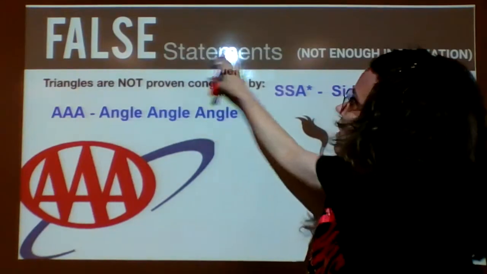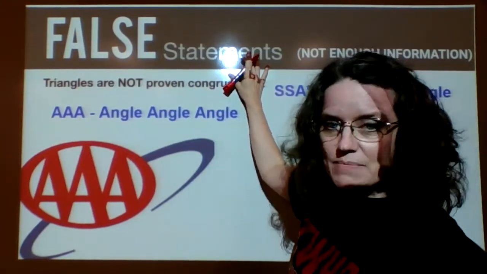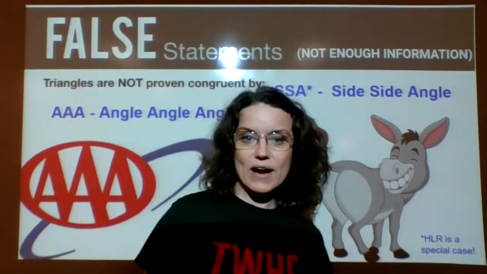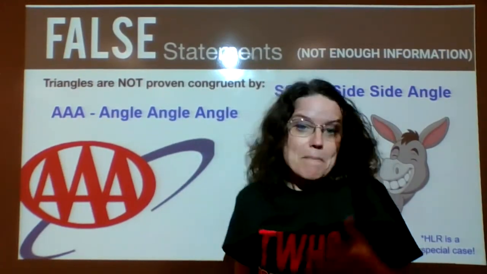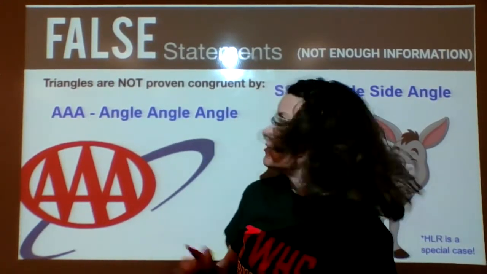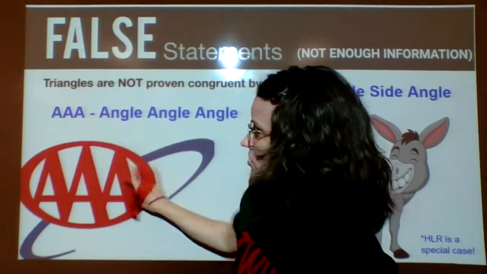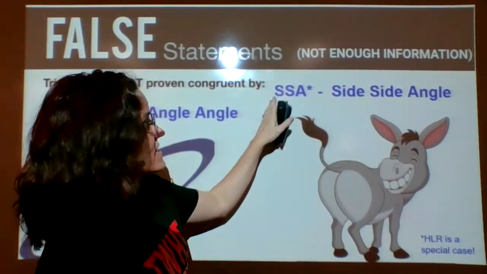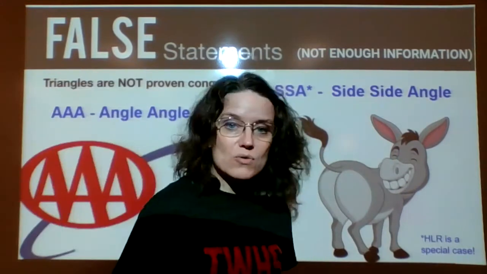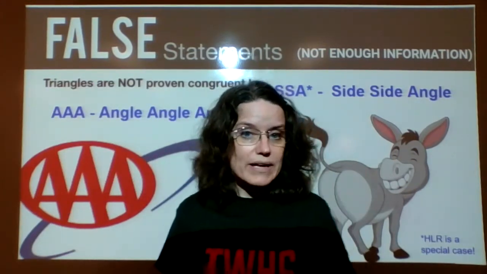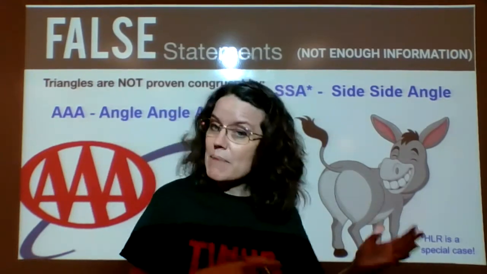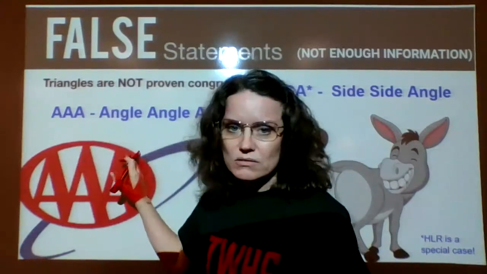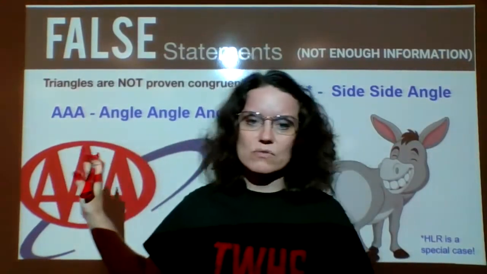Okay? Now, false statements. These are statements that just don't tell you enough to tell you that the triangles are for sure congruent. They might be, but if you see angle, angle, angle, the AAA, or if you see side, side angle, either one of those, you just don't know enough. The triangles might be congruent, but they might not be congruent. You can't tell with these guys. And so angle, angle, angle, if you see that, you just don't know enough.